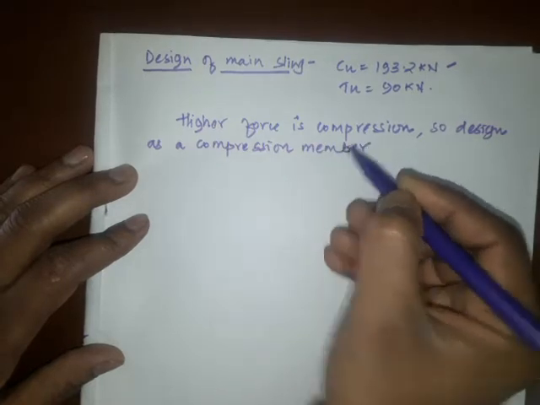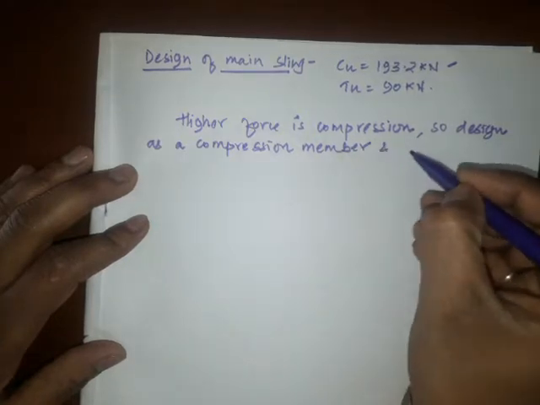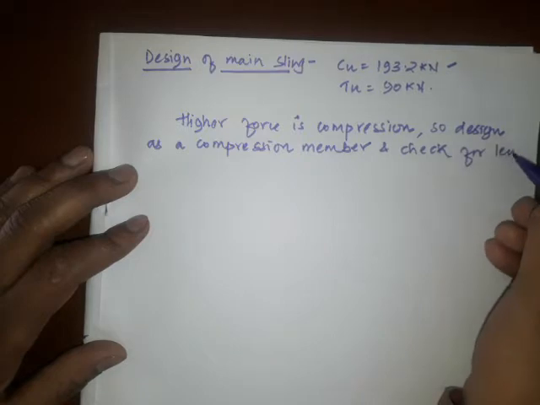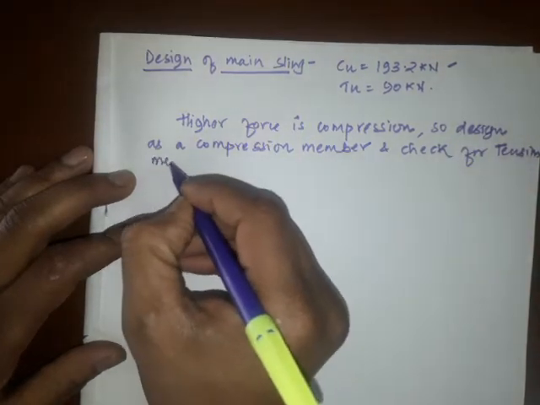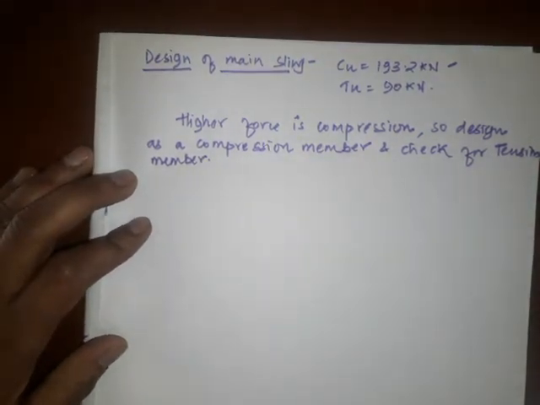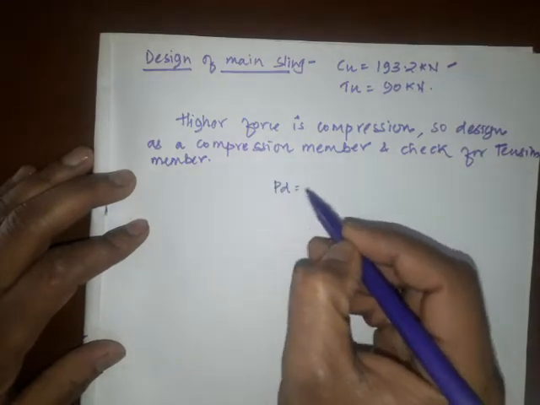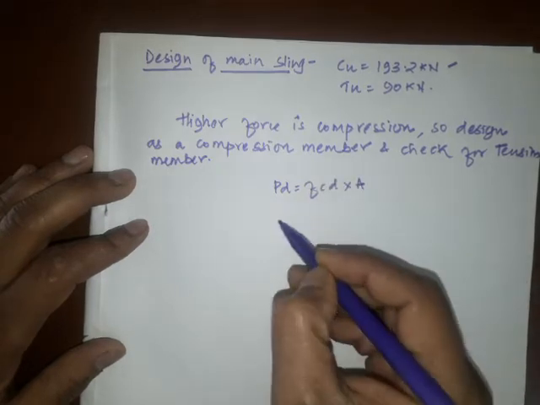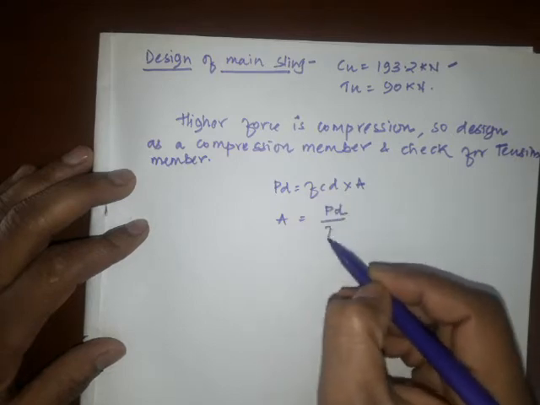Check for tension member. For that you have to find out the area of the member first. So PD is equal to FCD into area. From this you have to get area, that is PD by FCD.